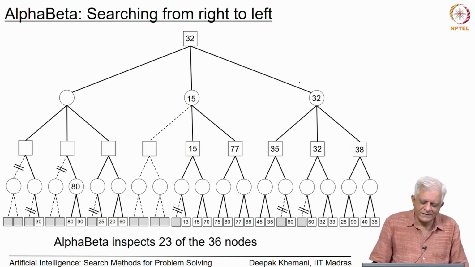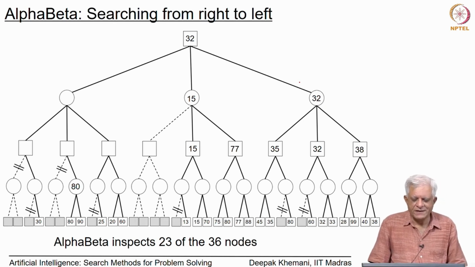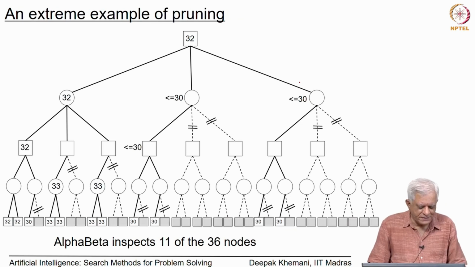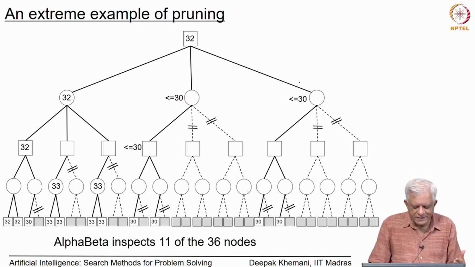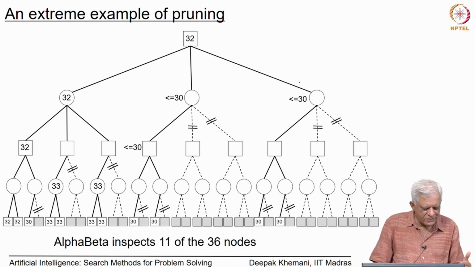Now, a question that you might ask is, what is the maximum number of cutoffs which can take place in any given tree? To look at this question, here is an example of a contrived game tree in which the values are chosen such that at every possible juncture there is a cutoff. You can see that in this contrived game tree, where the values are just 30, 32 and 33, chosen so that the cutoffs are maximized, you can expect to visit as little as 11 of the 36 nodes. So, clearly it depends upon how those nodes are placed essentially.